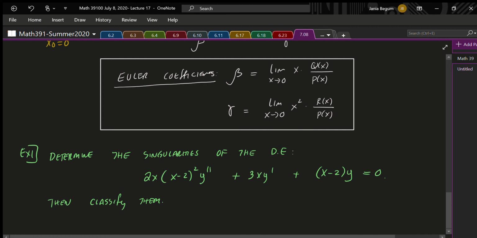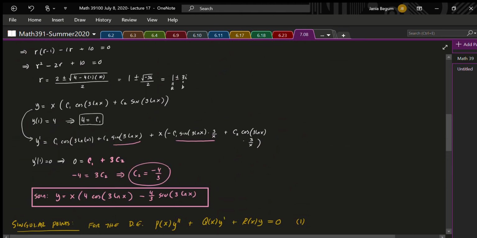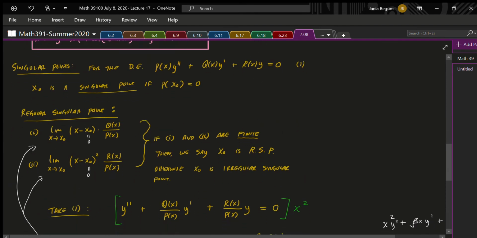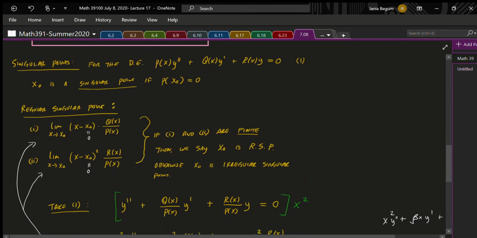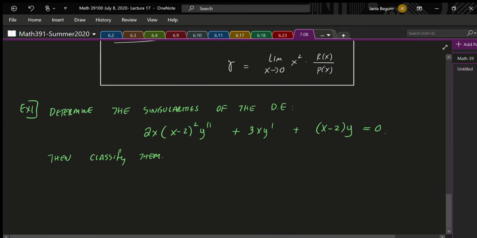Meaning, is it regular or irregular? Okay, so how do we determine singularity? What was the definition? We said that a point x naught is a singular point if p of x naught is 0, meaning the function in front of your second derivative, whenever it is 0, that's the singularity. And then we classify them by taking the limits.